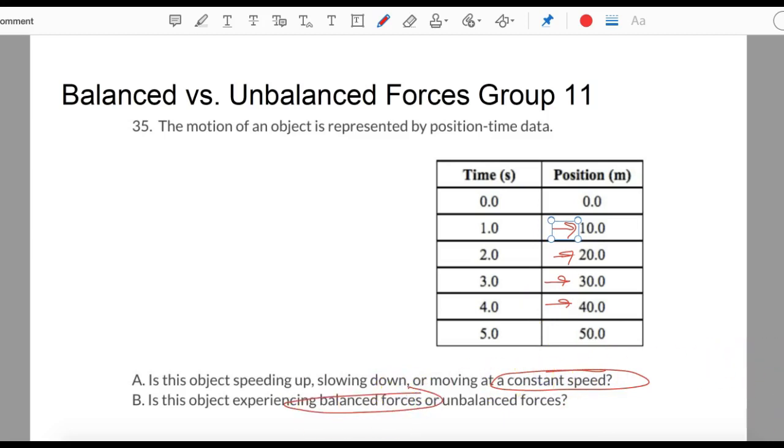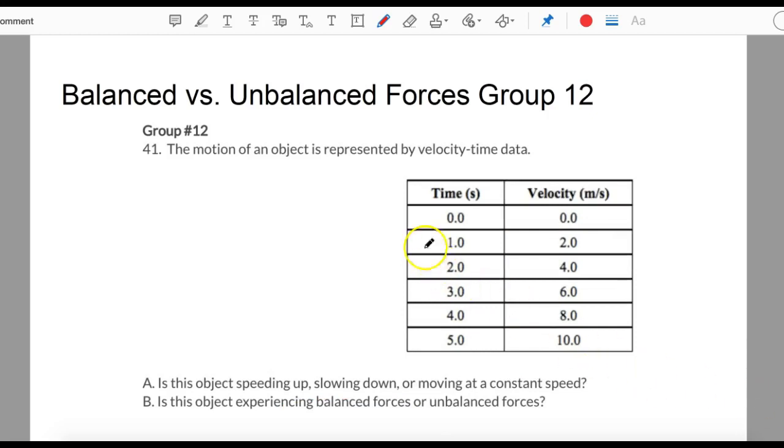And then finally, our last one, we have velocity time data. Notice that the velocity is increasing. And because it's increasing, this object is speeding up, and it is experiencing unbalanced forces. Since it is accelerating, we know that you've got to have unbalanced forces. So force is equal to ma, and because it's accelerating, the sum of these forces has got to be unbalanced for that to happen. And that is how you do the balanced versus unbalanced forces.